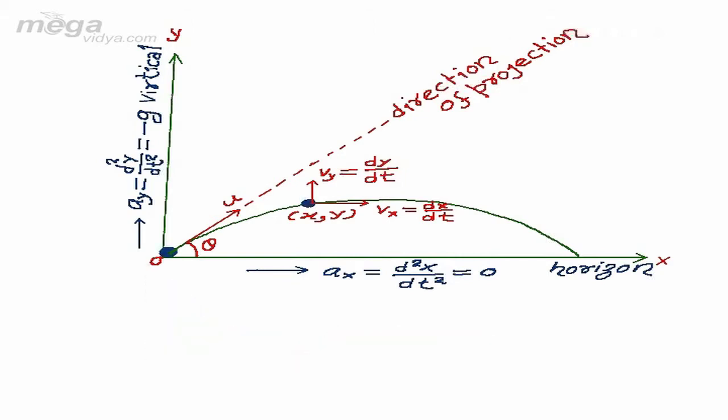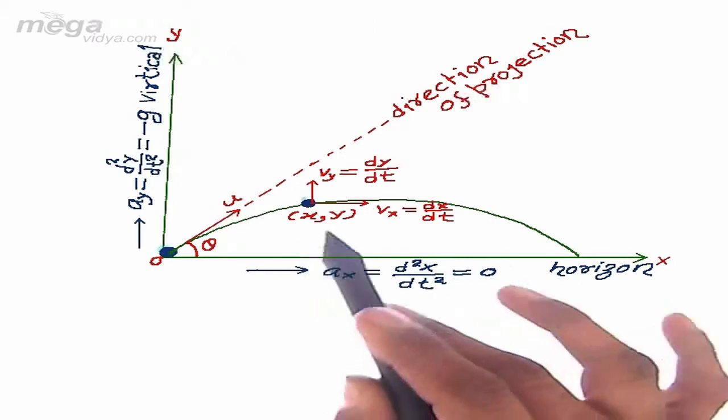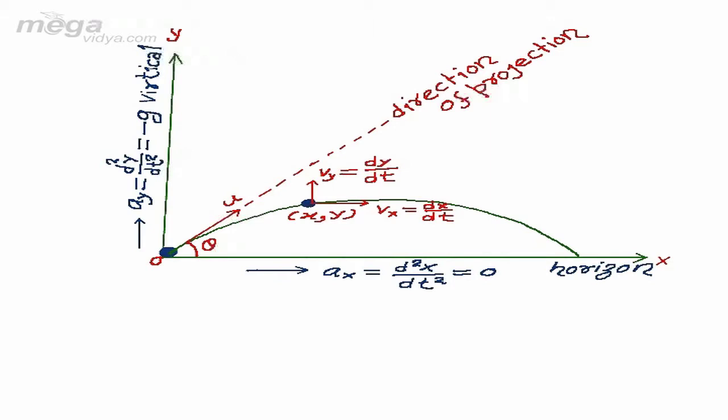With this frame of reference, the horizontal components of displacement, velocity, and acceleration at any time can be written as x, dx by dt, and d2x by dt square. No doubt here, in this particular case, ax is 0 because there is no acceleration along the horizontal direction, which we have taken as the x-axis.